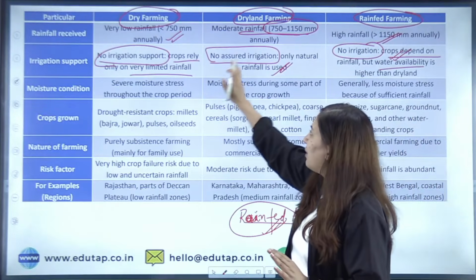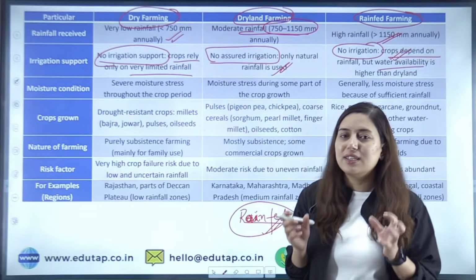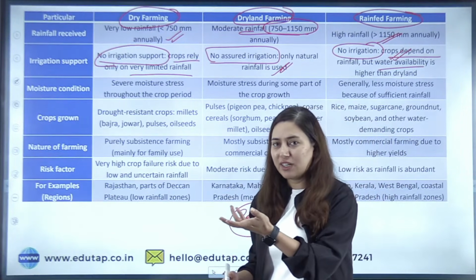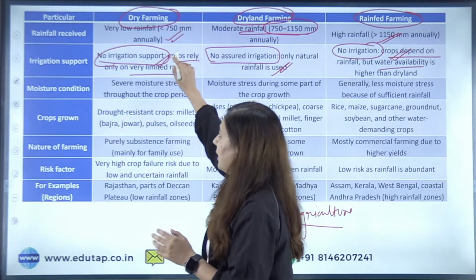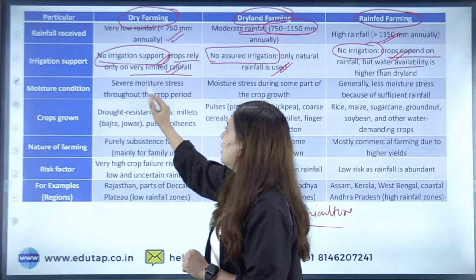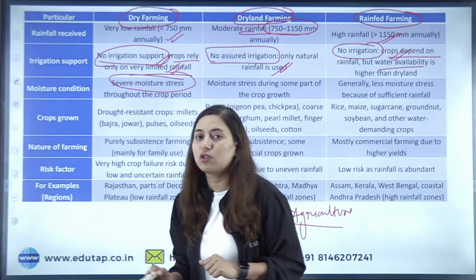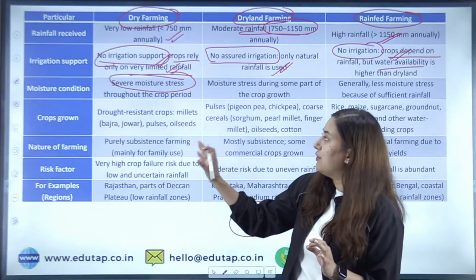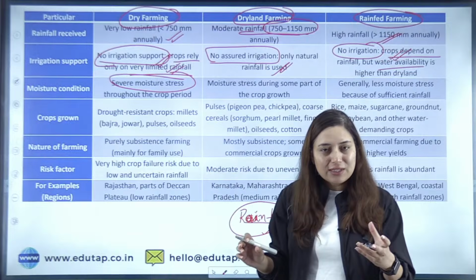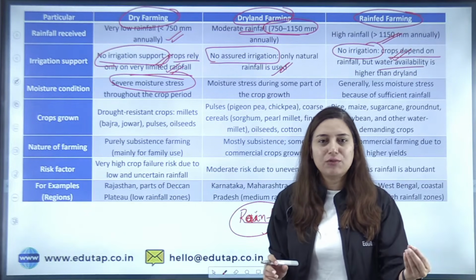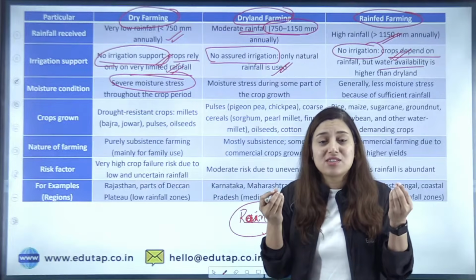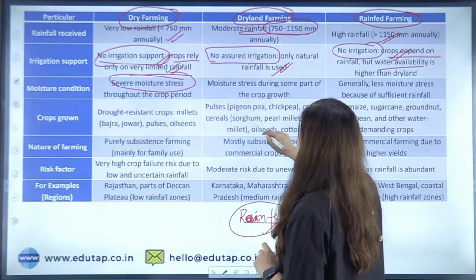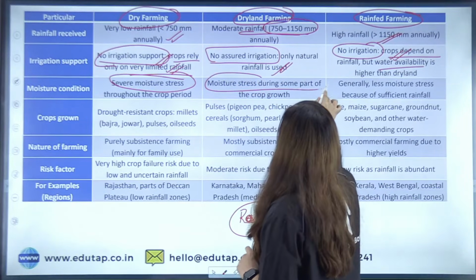In case of dry farming and dryland farming, again water is very limited. So what are the consequences on the moisture condition? So students, if there is no irrigation support and rainfall is very limited, there can be severe moisture stress throughout the crop period, right? Obviously, irrigation facility नहीं है, कम rainfall है, तो severe moisture stress crop को face करना पड़ सकता है, right?